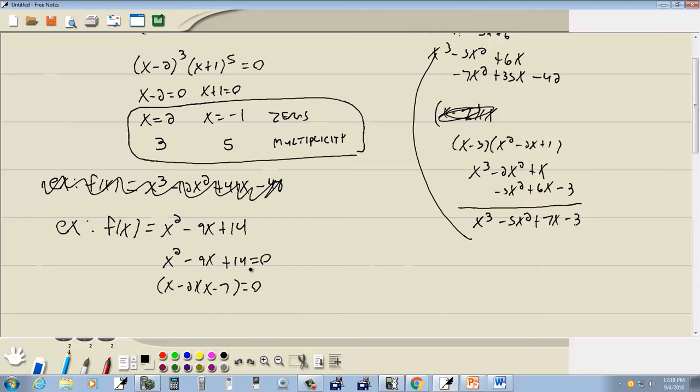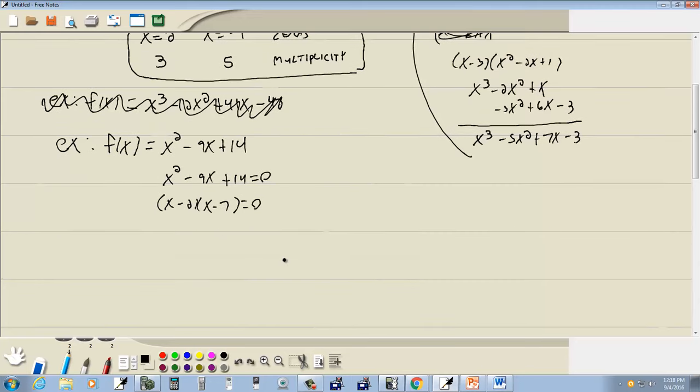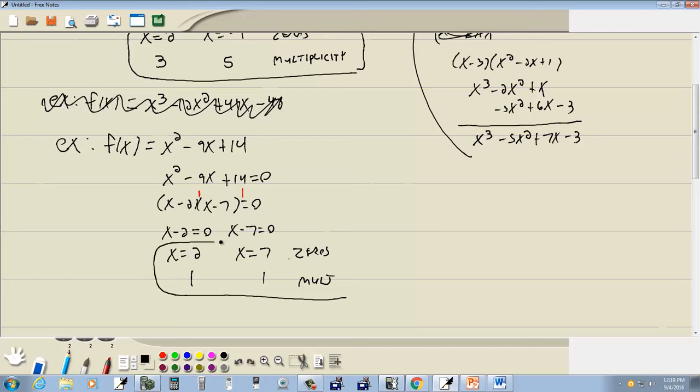Now the zero factor property says you get 0 on one side, you factor the other side, you set each factor equal to 0. So set x minus 2 equal to 0 and x minus 7 equal to 0. And that gives us 2 and that gives us 7. And those would be our zeros. Now the powers on these are like the first power. So for our multiplicity, it's whatever the power is up here, which would be 1 and 1. And those would be your answers.